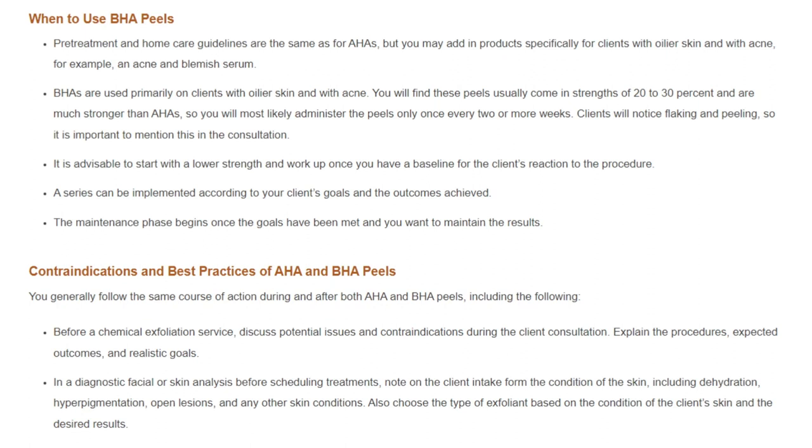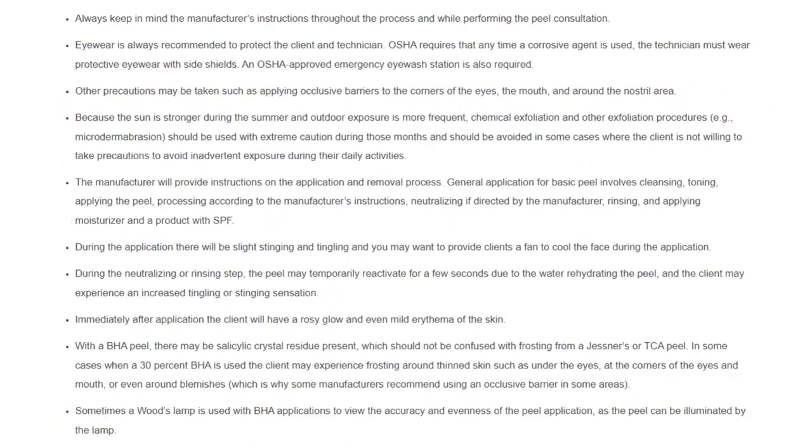In a diagnostic facial or skin analysis before scheduling treatments, note on the client intake form the condition of the skin, including dehydration, hyperpigmentation, open lesions, and any other skin conditions. Also choose the type of exfoliant based on the condition of the client's skin and the desired results. Always keep in mind the manufacturer's instructions throughout the process and while performing the peel consultation.